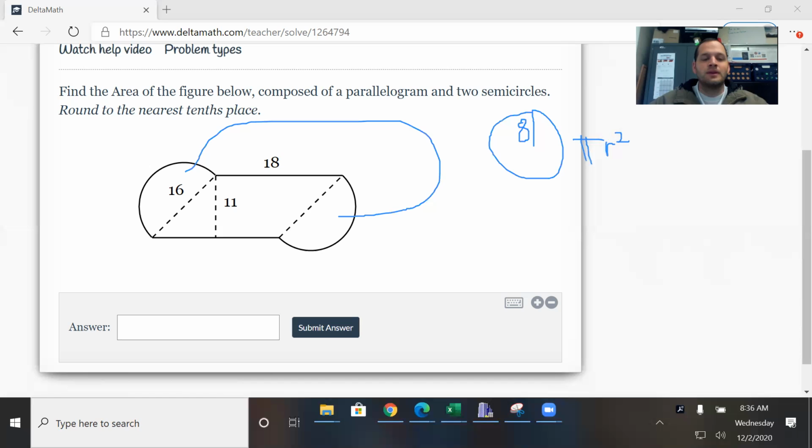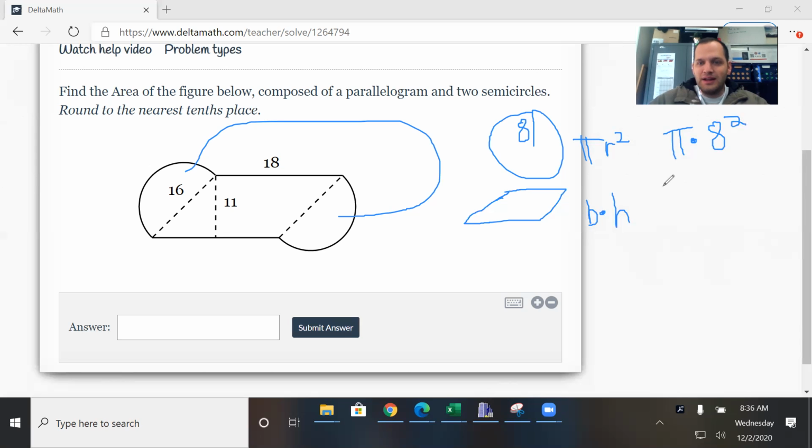Okay. Then we also have a parallelogram. For a parallelogram, the formula is base times height. Well, what's the height of the parallelogram? It's 11. And the base, or how wide it is at the bottom or at the top, is 18. Okay. So up here we have pi times r squared, which is 8 squared.